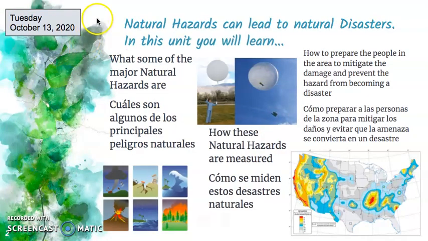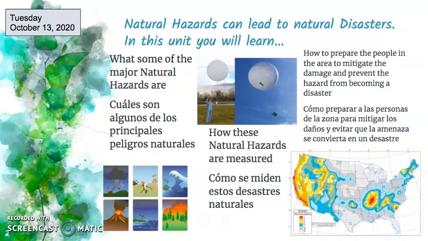All right. So then we've got natural hazards can lead to natural disasters. In this unit, you will learn what some of the major natural hazards are, how these natural hazards are measured, got a weather balloon there, and how to prepare the people in the area to mitigate the damage and prevent the hazard from becoming a disaster. We've got a little map down here. I can't remember if this is earthquakes or what this is, but that's what's down there.